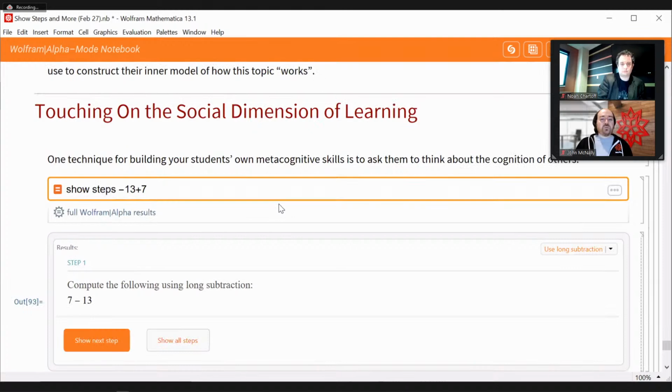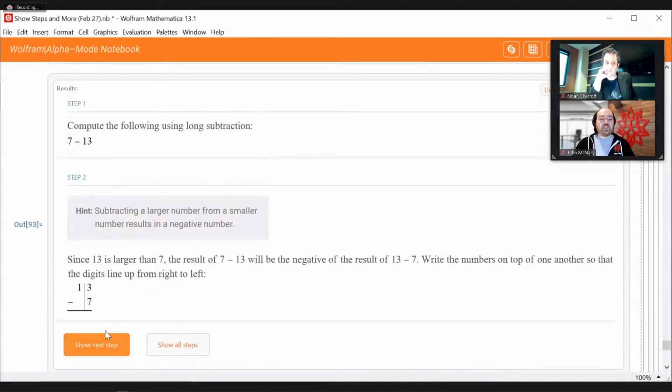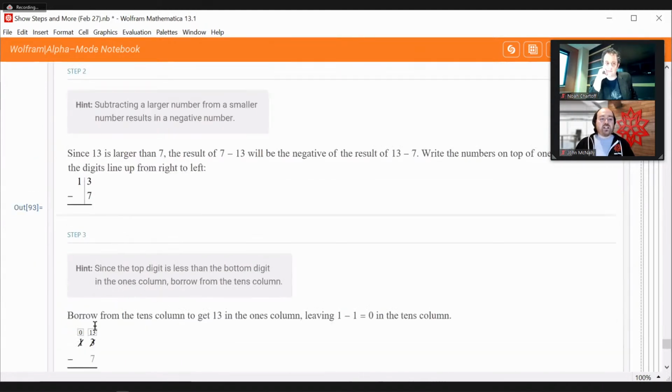So here's another activity that touches on the social dimension of learning. A really cool trick to get people to think about their own thinking is to ask them to think about someone else's thinking, and implicitly they'll think about their own thinking at the same time. Noah was already showing that arithmetic has some great show steps. For this particular example, there's long subtraction that, if we get down into the details, gets into the concept of borrowing.